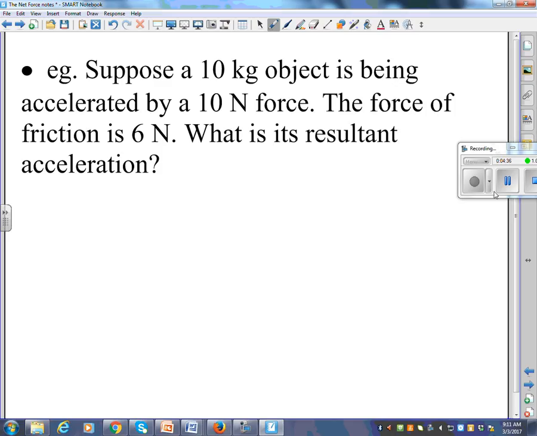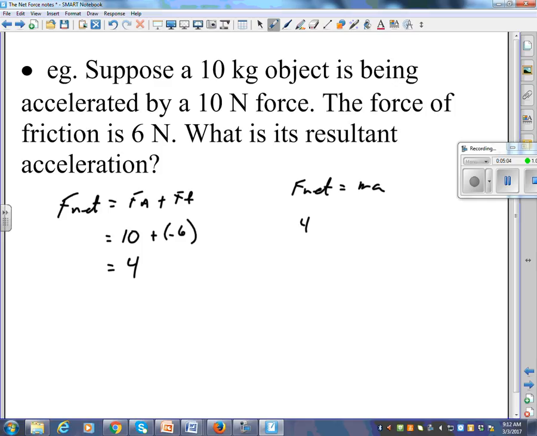So this is pretty simple stuff, right? First thing, F net is Fa plus Ff. Applied force is the 10. The force of friction is 6. Let's write it as plus negative 6. So that's a net force of 4 newtons. And then to find acceleration, F net is equal to ma. So 4 is equal to 10a, that's convenient. When I divide by 10, I just move a decimal place. 0.4 meters per second squared.